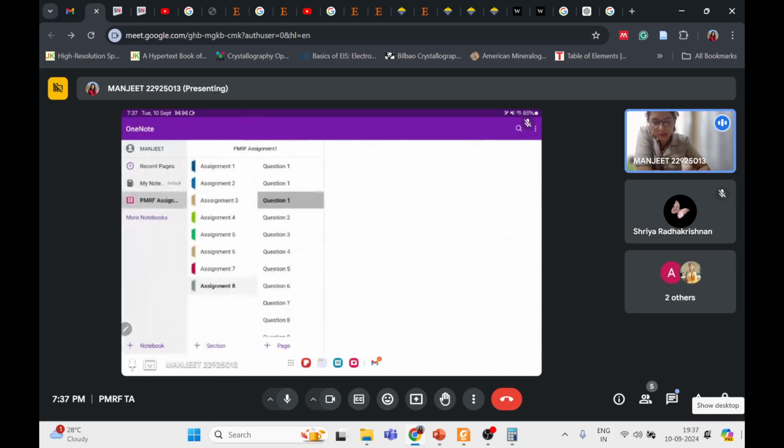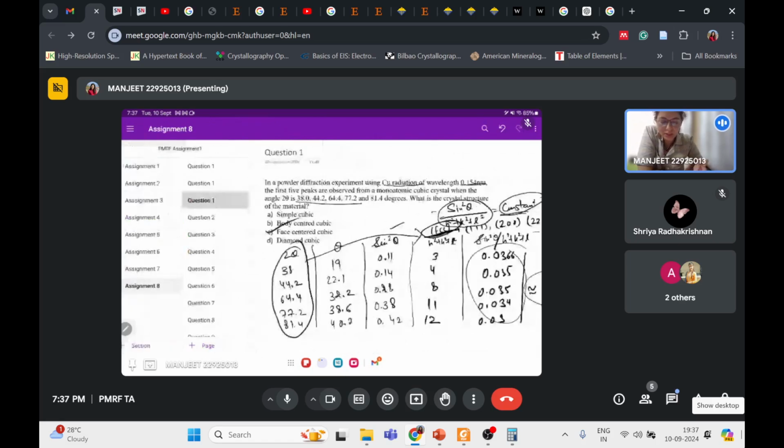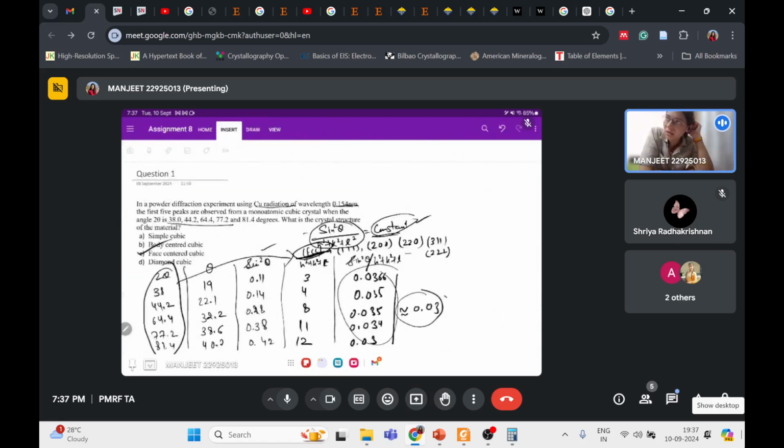In the next question, 2 theta is given, where we are getting the XRD pattern, and the 2 theta values corresponding to the first five peaks are given, and we have to find out which crystal structure these peaks correspond to. Is it the simple cubic, the body centered, or the face centered one? You have to calculate it, because once we know the 2 theta, then we can use Bragg's law, that is 2d sin theta equals n lambda.